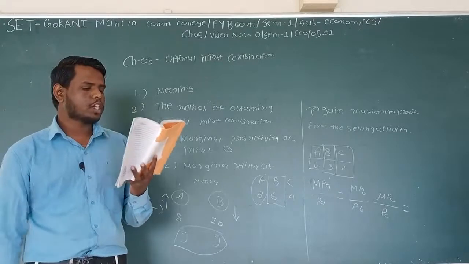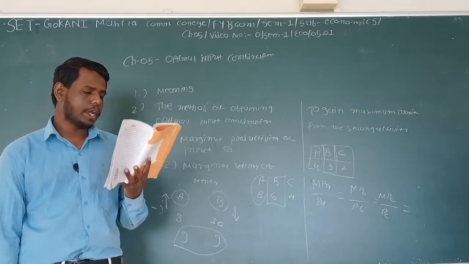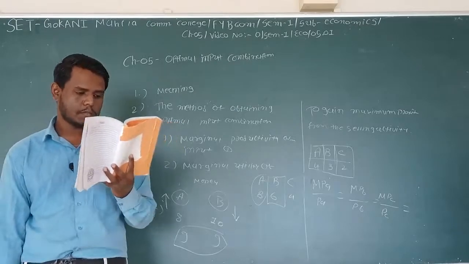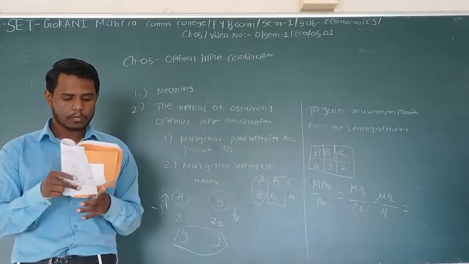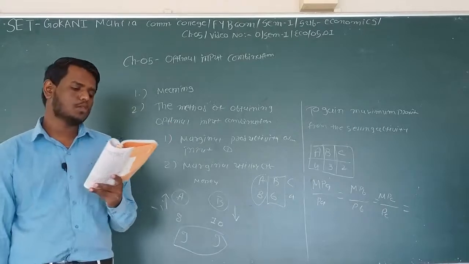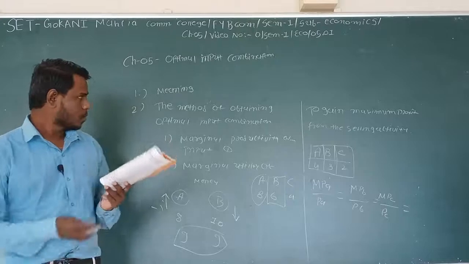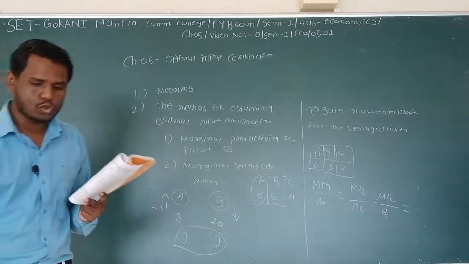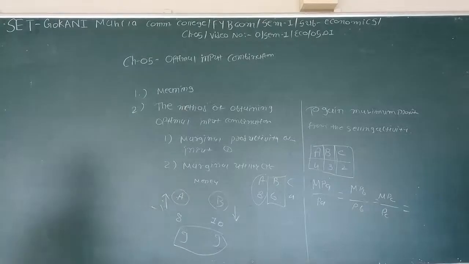Now in the context of the above mentioned assumption, let us understand the process of optimal input combination with an illustration. Suppose a firm employs A, B and C inputs for production. So to understand this example, we must use the board.